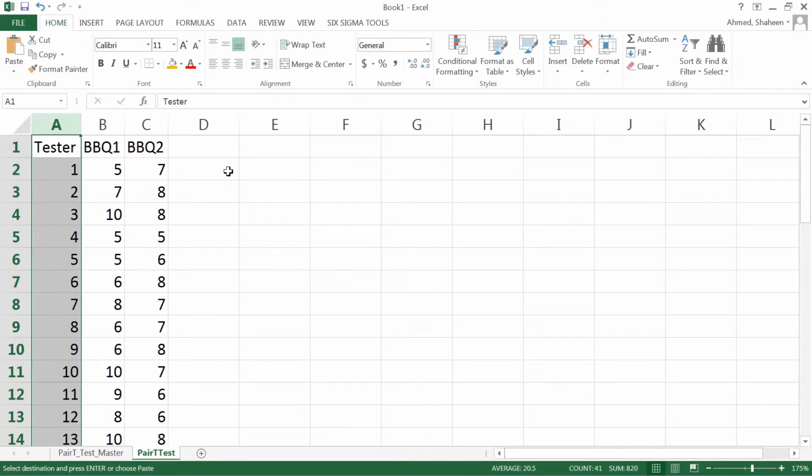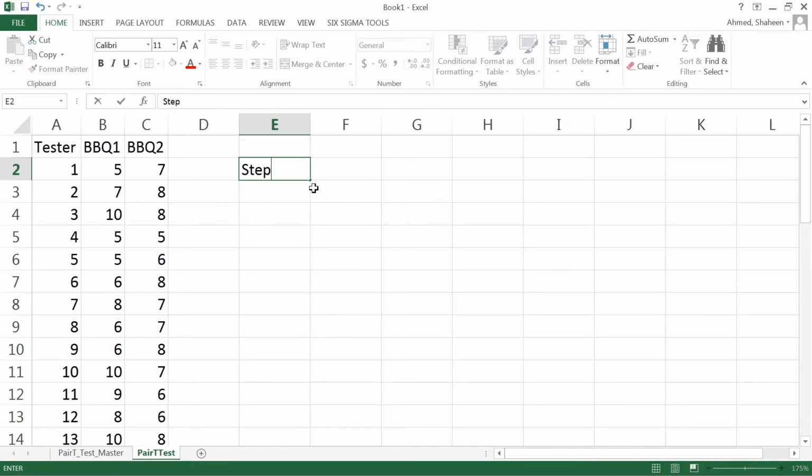So to do a paired test, first of all, let's do the 4-step hypothesis testing. Step number 1, introduction. It's writing down the hypothesis. The null hypothesis is that the mean score for the deliciousness of the barbecue from chef 1 is equal to the mean score from the barbecue from chef 2.